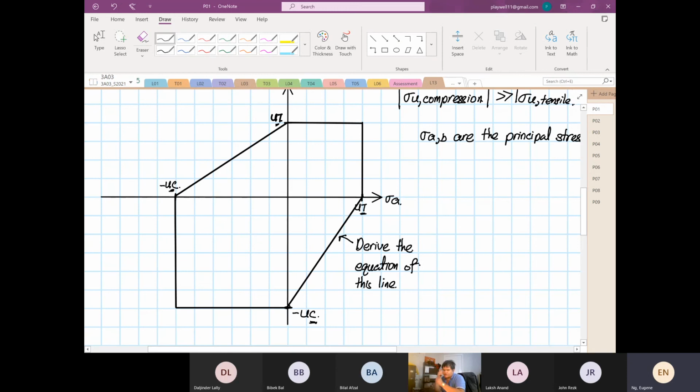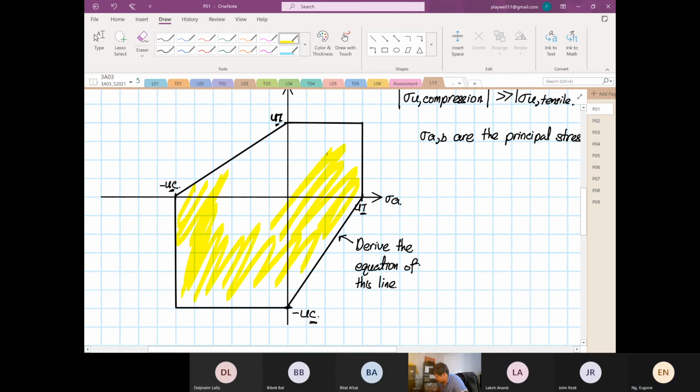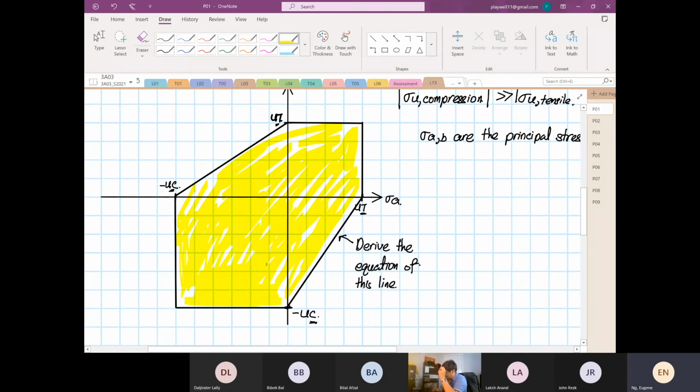Why do we derive the equation? So we know whether it's within the operating bracket. Within the operating bracket means it's inside this boundary that I'm highlighting in yellow. Okay, so if it's inside, the material will not yield, right? If it's outside, the material will yield. Okay, so for this case, it might be worse. It might break, because brittle material has no ductility at all.